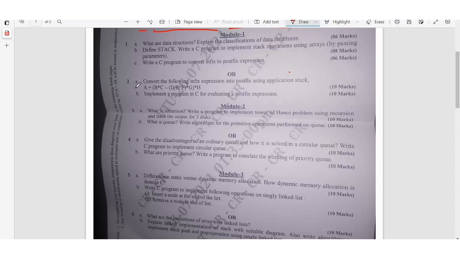Module 1, the second question, 2A: convert the following infix expression into postfix expression using application stack, that is 10 marks, and the expression is given over here. And then 2B: implement a C program for evaluating a postfix expression, again it carries 10 marks.